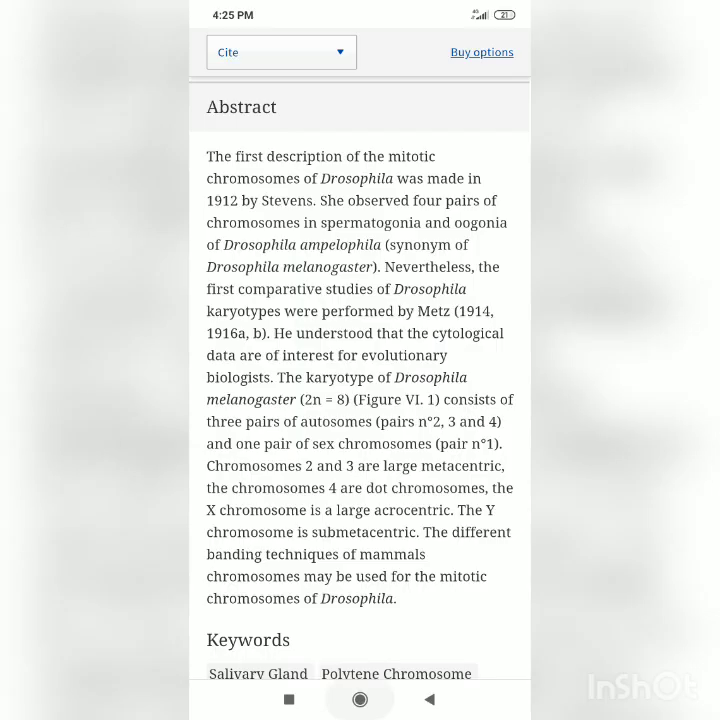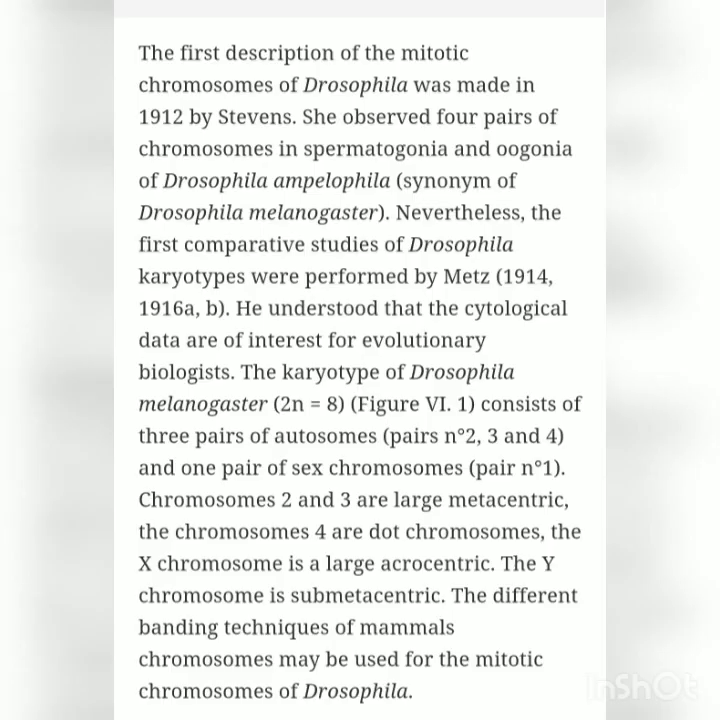Now, the first description of the mitotic chromosomes of Drosophila was made by Stevens in 1912. He observed 4 pairs of chromosomes in spermatogonia and oogonia, and later comparative studies were performed by various other authors, and they came out with the result that it consists of 2n equal to 8, and the other details that I have told you. This is the same thing that the slide is showing you.